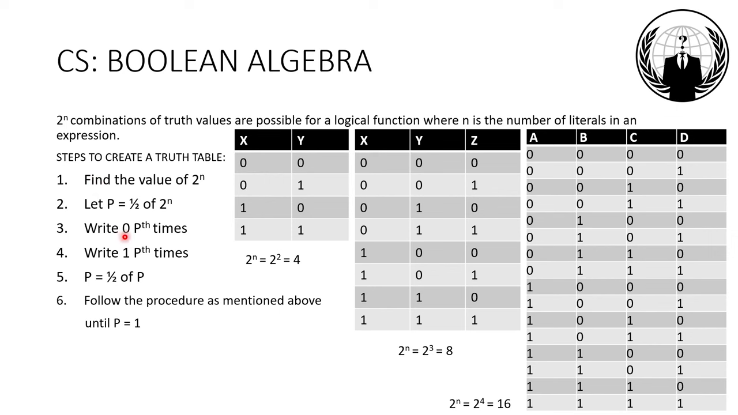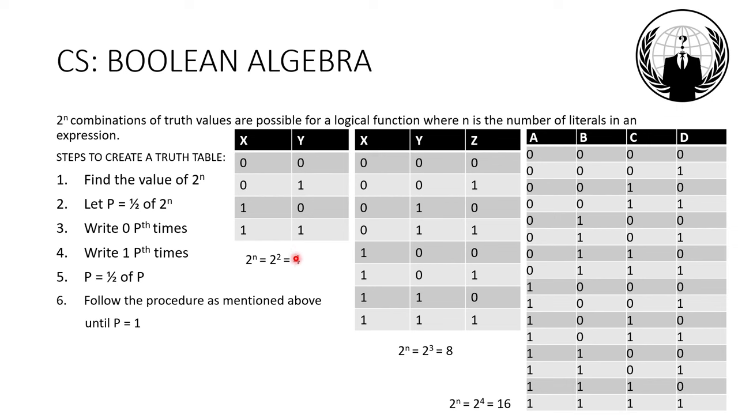So here are the steps to create a truth table. First of all, find the value of 2 raised to the power n. So 2 raised to the power 2 in this case is equal to 4, and 8 and 16 in the following cases. Now let p be equal to half of 2 raised to the power n.